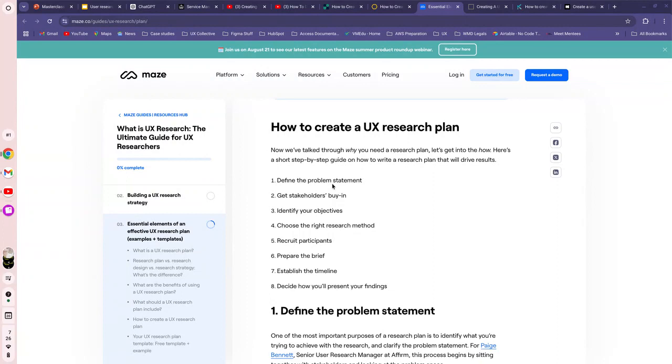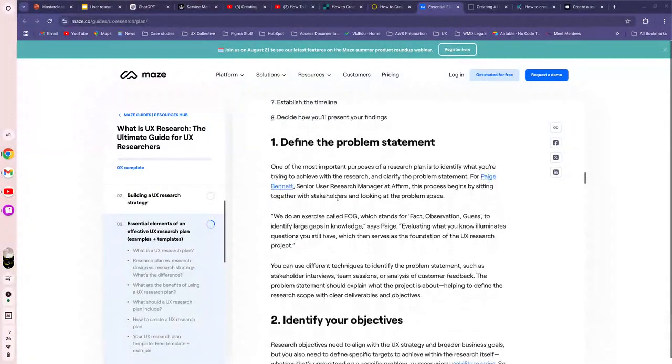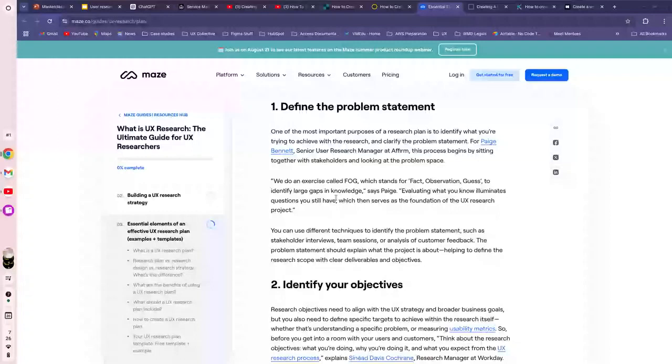But what I want to focus on is identifying and defining the problem statement and identifying your objectives, right? If you look at a quote here, they said, we do an exercise called FOG. Can you guys see? This is their own suggestion, which stands for fact, observation, guess. What we do there is identify large gaps in knowledge. What they mean by that is, how much do we know?